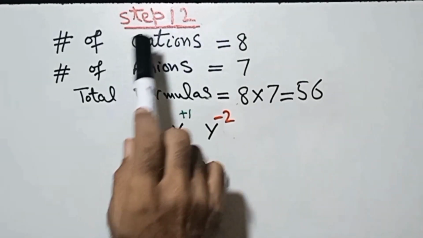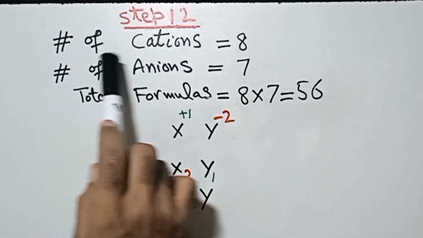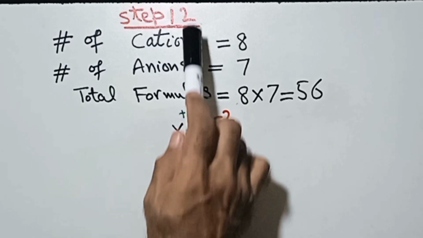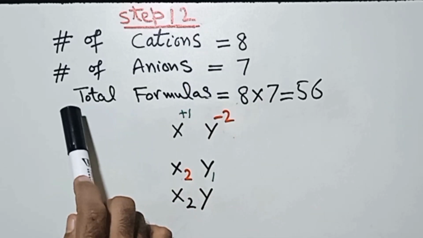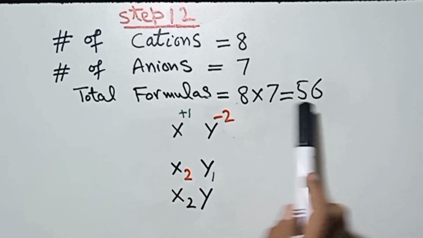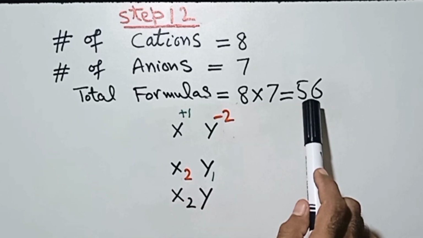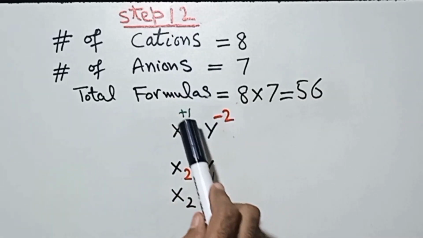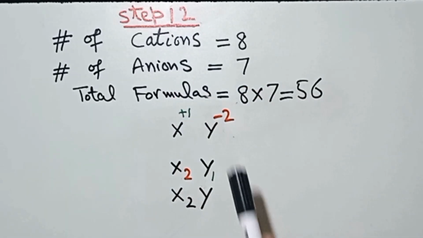Okay student, for step 1-2, the number of cations, they are monovalent, is 8, and the number of anions, they are divalent, is 7. Now multiplying 8 by 7, 8 sevens are 56. The total formulas would be 56. Write the valencies as plus 1 and minus 2.